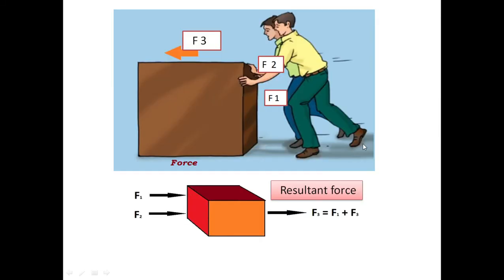Now look at this picture. You can see two people. They have applied two forces on a huge box shown here, F1 and F2. The resultant is F3. How do you calculate the resultant? The resultant F3 is equal to F1 plus F2.